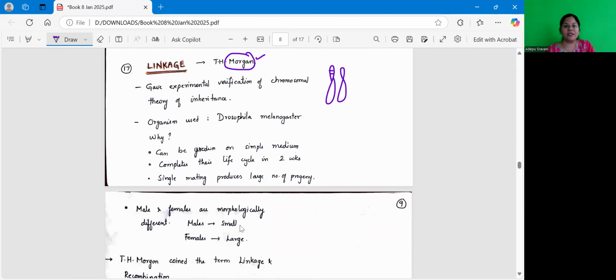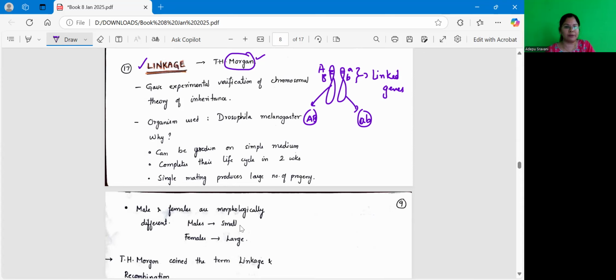The genes which are present very closely in a chromosome are called linked genes. Say, for example, capital A, capital B, small b. The distance between them is very, very small, so such genes are called linked genes. Understood? And when these linked genes move towards the gametes as they are, without getting segregated, such a process we call linkage.